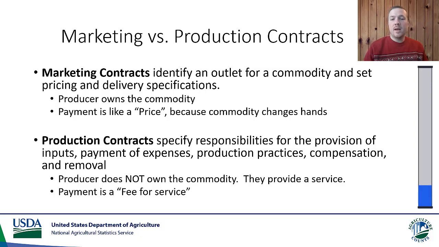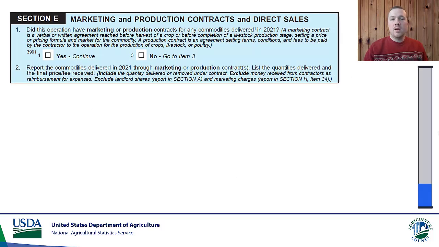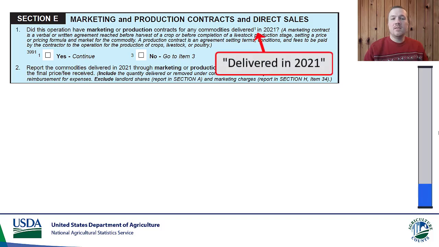Because the farmer isn't buying or selling the commodity, the dollars for a production contract should be much less than the whole commodity is worth. In order to belong in Section E, the contract must have been delivered in the reference year. In most cases, delivered means physically removed from the operation, but delivered also includes when partial payment was received, even if the contractor hasn't yet taken delivery.